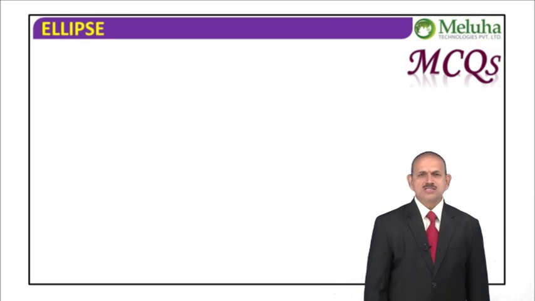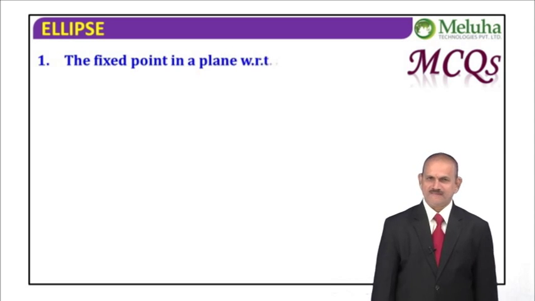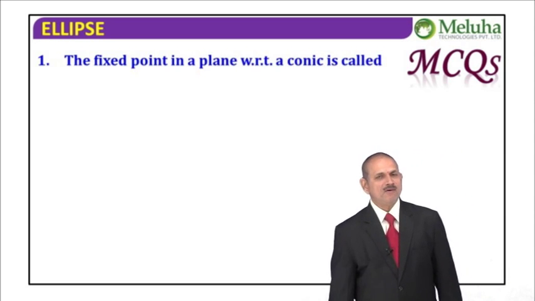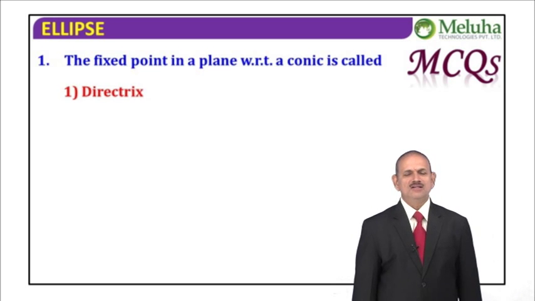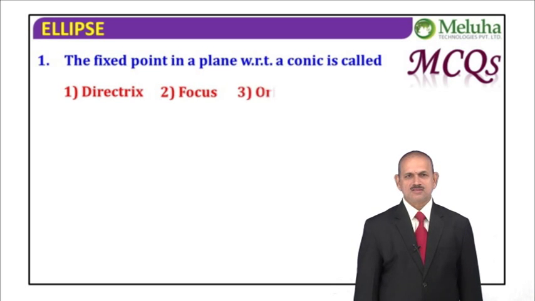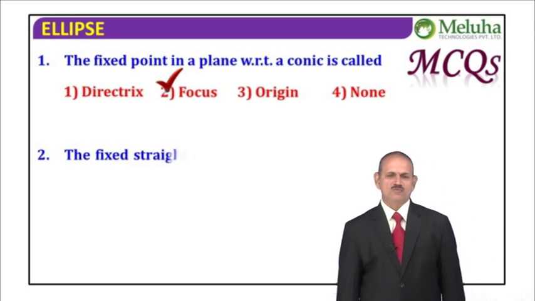The next one. Based on this simple concept and the definition, let us face some important simple questions. The first question is, the fixed point in a plane with respect to a conic is called what? Directrix, focus, origin, none. Which is the right option? Focus is the right option. It is the right answer. Well done.